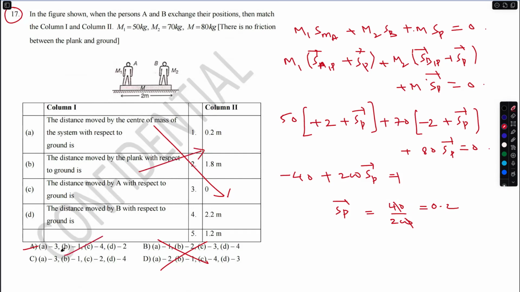Now the distance moved by A with respect to ground is no issue. Displacement of A with respect to plank plus displacement of the plank. This is plus 2 plus 0.2. Correct, isn't it? Please confirm. Plus 0.2, so 2.2. This is option 4. Right. My goodness. Done. Paper is done.